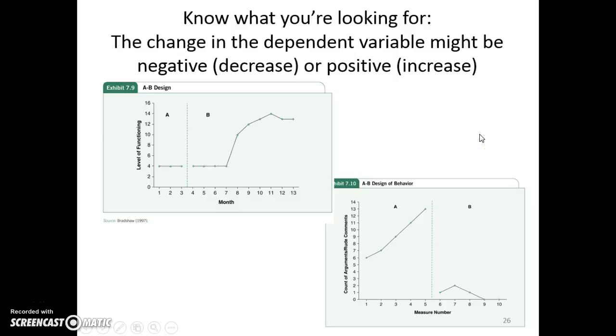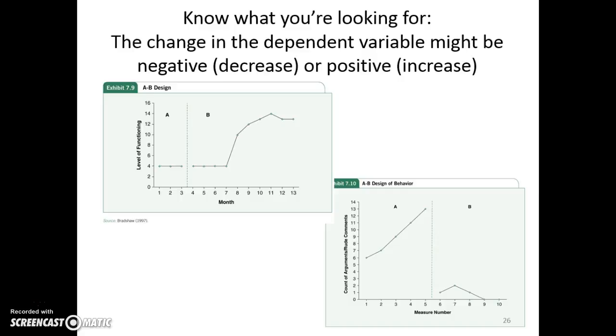So once you've figured out how to operationalize your dependent variable, and once you know what indicators you're looking for, in other words, what you're going to measure, then it's important to make sure you also know the direction in which you expect to see the change. So if you think back to when we talked about research questions, oftentimes those research questions are phrased in terms of A will lead to a decrease or an increase in B.